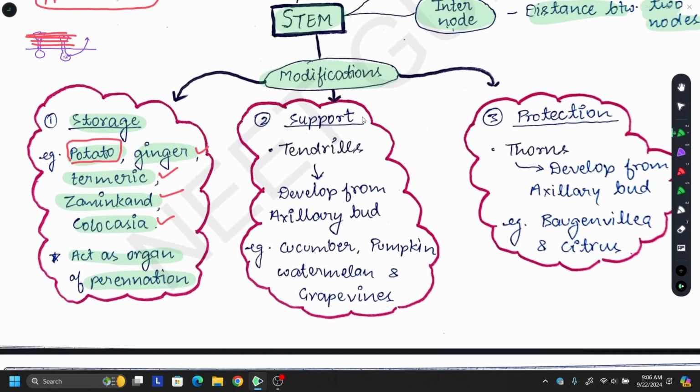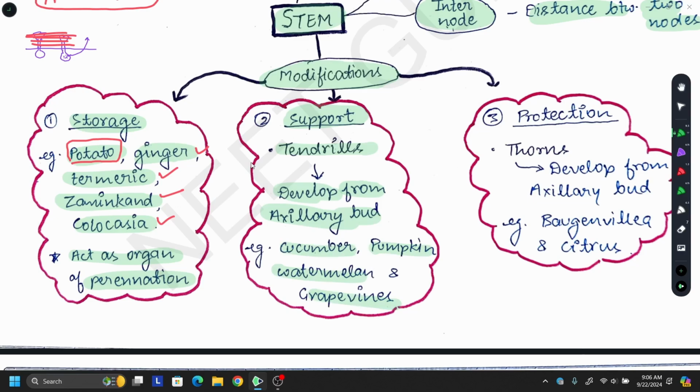Now coming to the second modification, which is support. Only tendrils are there. Tendrils are the stem modification that are used for support, and they develop from axillary bud. This is a very important point. Tendrils always develop from axillary bud. They are used for support. Examples: cucumber, pumpkin, watermelon, and grape vine. You can easily see tendrils in these plants.